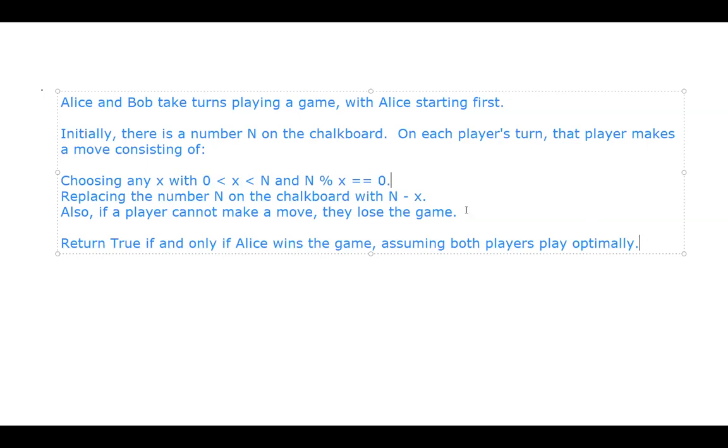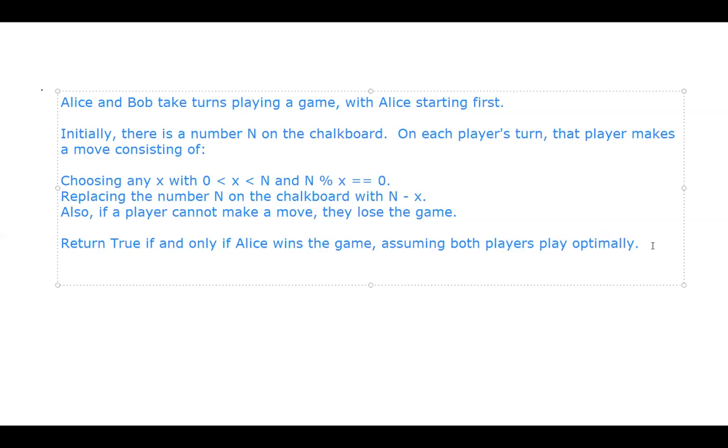So these are the rules. Now the expected output of the question is to return true if and only if Alice wins the game. And this constraint is important: you're running under the assumption that both players play optimally. At a high level, that makes sense. We can take some examples.